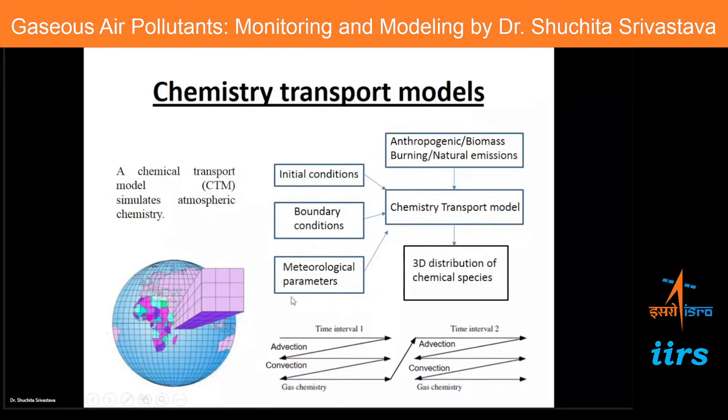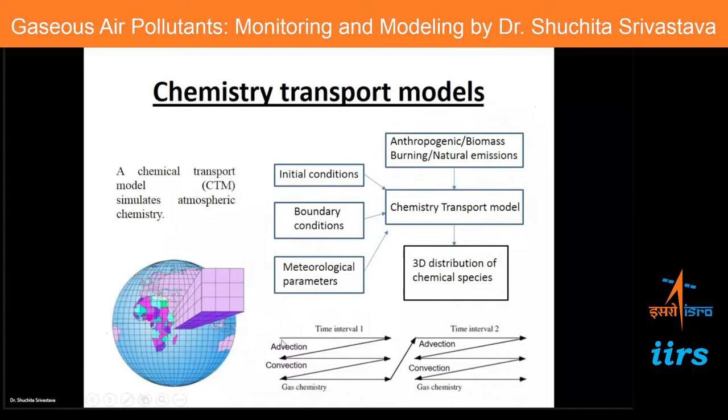And other than that, what else can affect the distribution of chemical species? Emissions happening near the surface. So there are anthropogenic emissions like industrial emission, vehicular emission, domestic emission, power plant emission. These are called anthropogenic emissions. Then biomass burning emission, which happens near the surface at a specific location, sometimes forest fire, sometimes crop residue burning. All these are biomass burning emissions. Then natural emission, which is coming from the vegetation. This information is also given to the chemistry transport model.